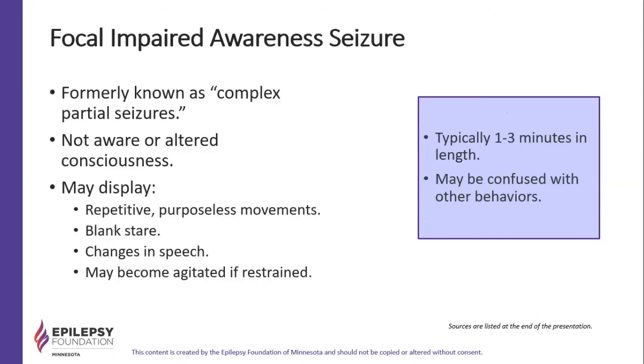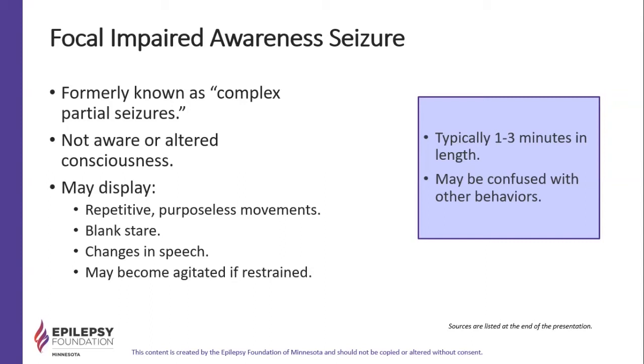The second focal type we're going to talk about is called focal impaired aware. Now, this seizure type is one of the most common types of seizures, but oftentimes it is one of the most misunderstood. I'm going to show you a clip of one of these, but I want to explain a little bit of what happens during it and give you another example. So really there's a change in awareness. It's not lost, but there's an altering of it.